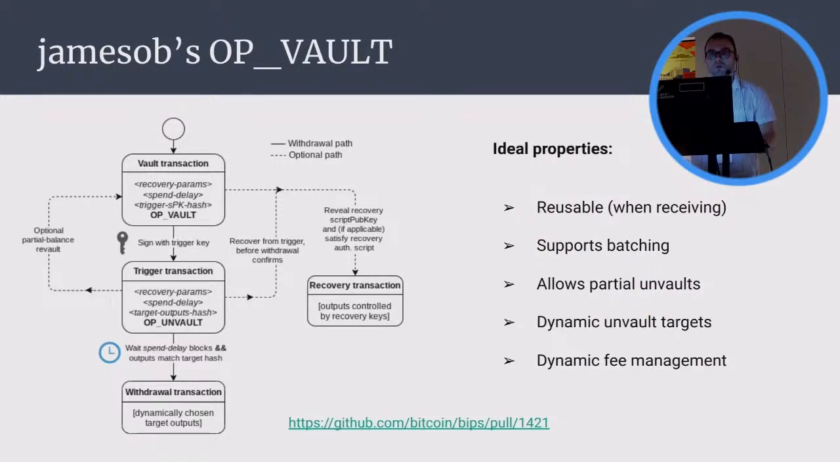It's nice if you can allow partial unvaults, which means that in the vault transaction, you can send some money back to the vault immediately, because maybe you have a very large UTXO and you want to only send a small amount. Without this feature, your money will be locked until the time lock expires, which could be annoying. And you want to be able to choose arbitrary unvault targets, meaning the destination should not be a set of predefined addresses. It should be any address that you decide at the time you want to start a withdrawal. And ideally it should have good fee management.